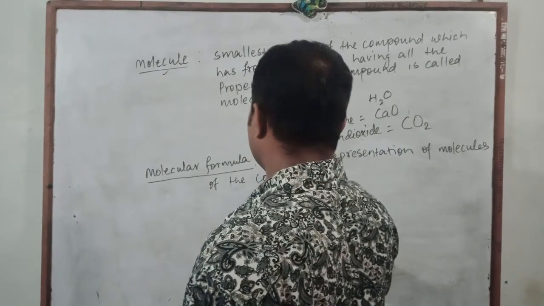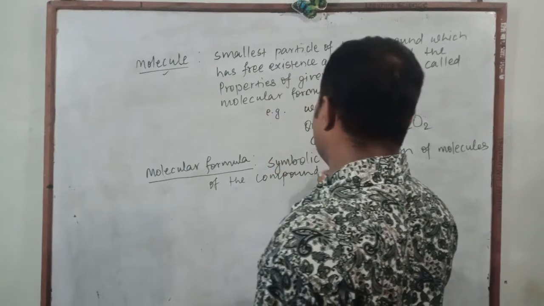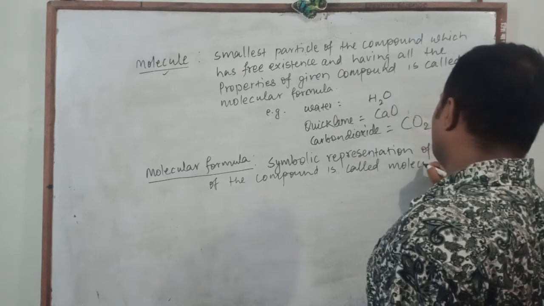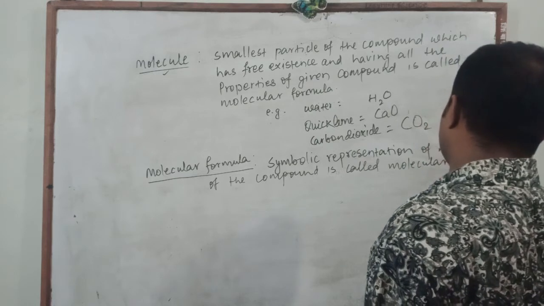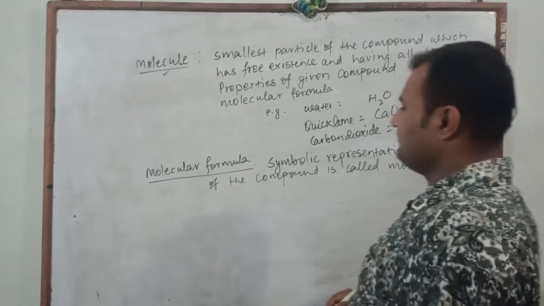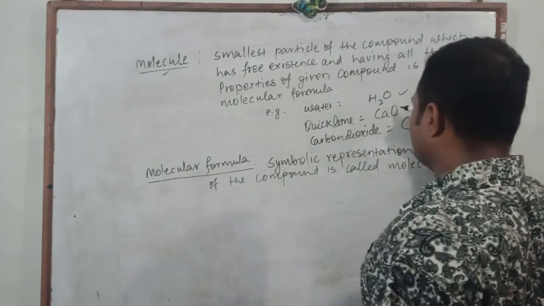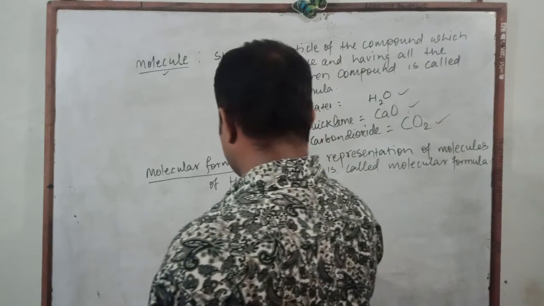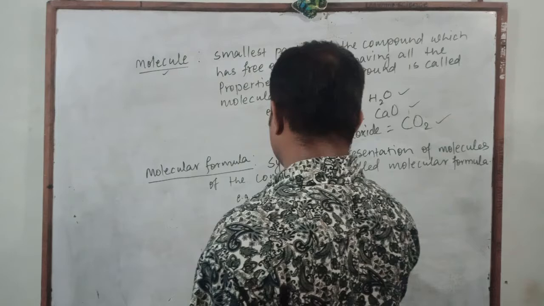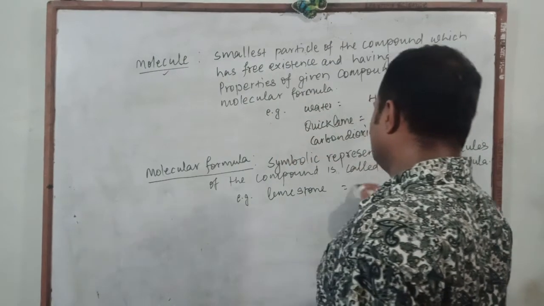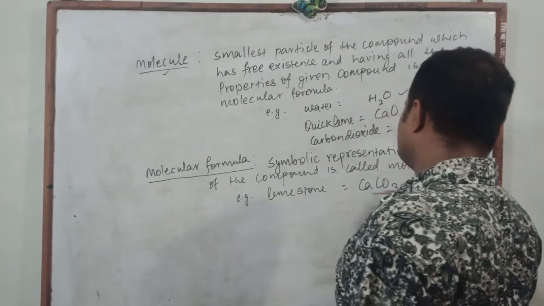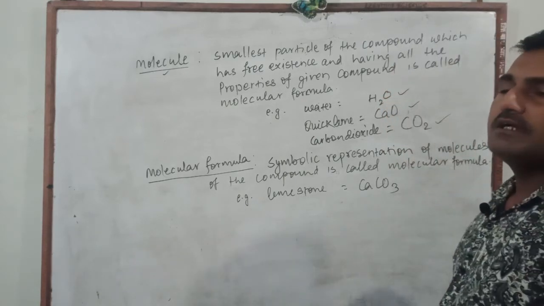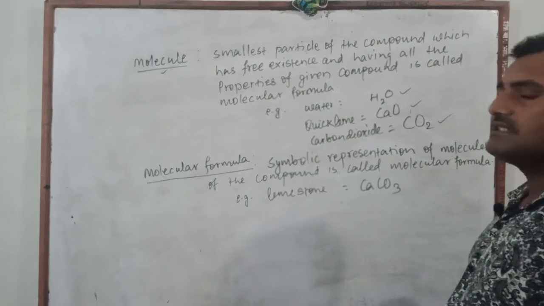Of the compound is called molecular formula. Listen. Molecular formula of water is H2O, quicklime, carbon dioxide, limestone, denoted by calcium carbonate. In molecular formula, the ratio of element or atoms remains fixed.